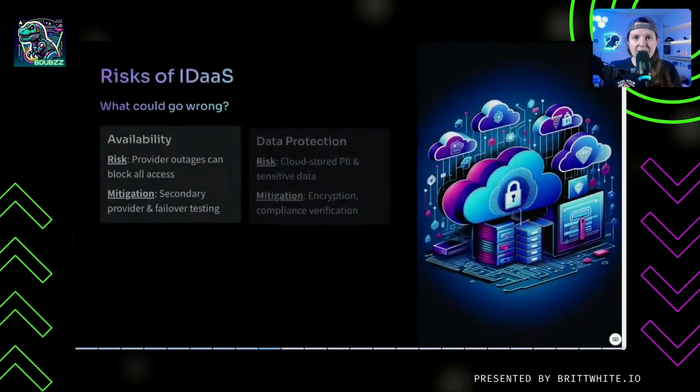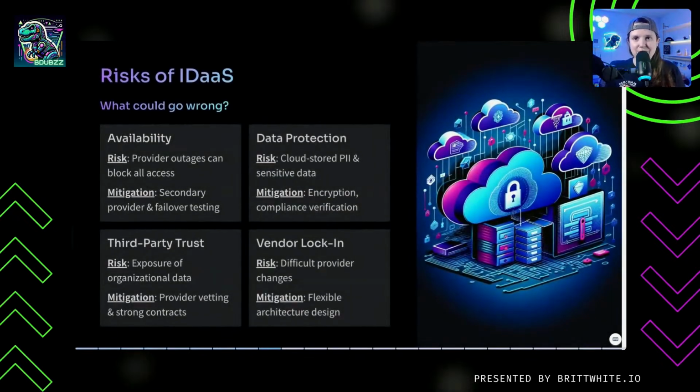Now let's examine the key risks of identity-as-a-service because there's some really big ones here. First is availability. If your cloud provider experiences an outage, you could be locked out and lose access to all of your systems. Imagine facing an outage during a critical project deadline. That's a problem. To mitigate this, implement a strong disaster recovery plan that includes a secondary identity provider or on-prem fallback system, and regularly test your failover procedures.